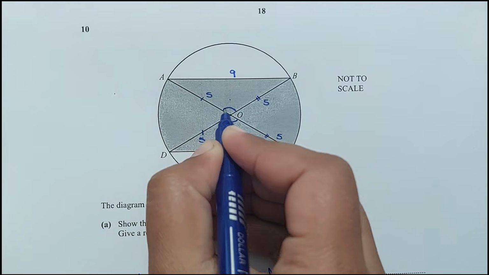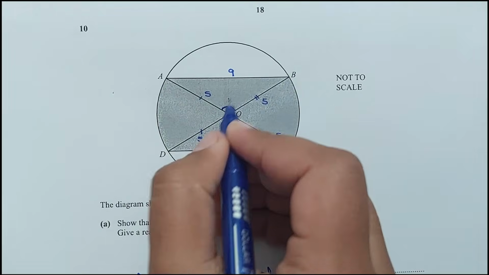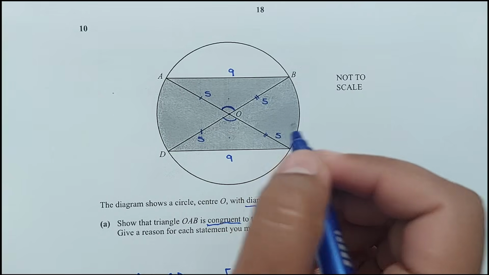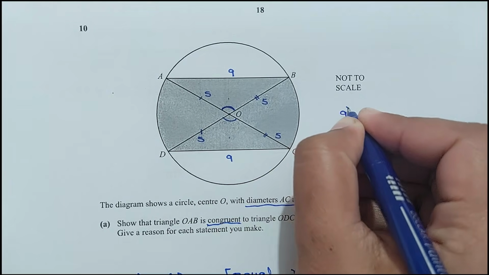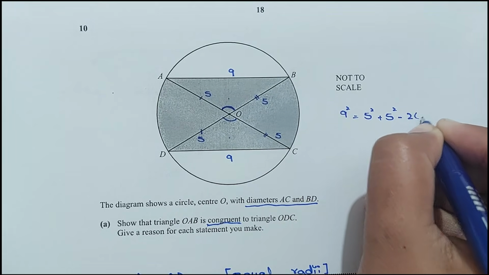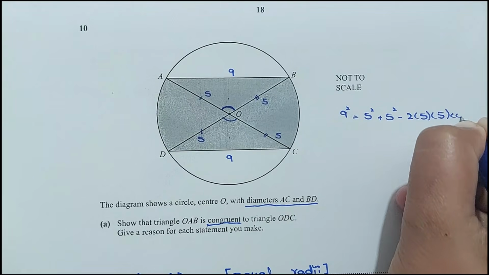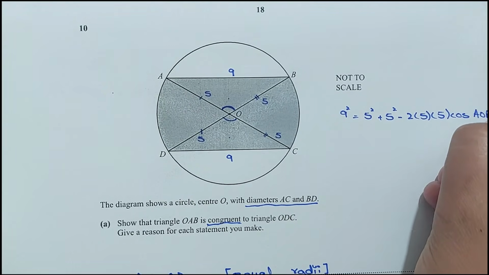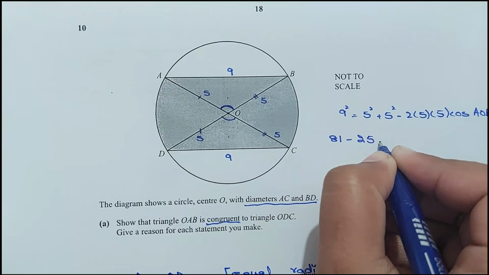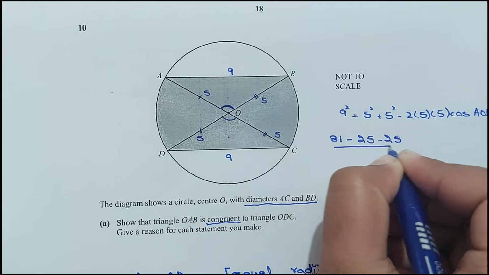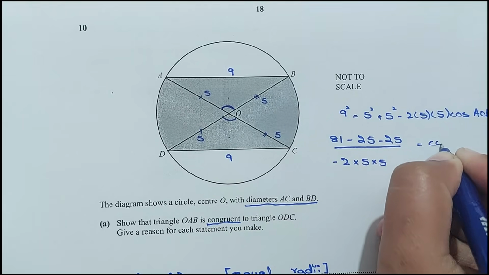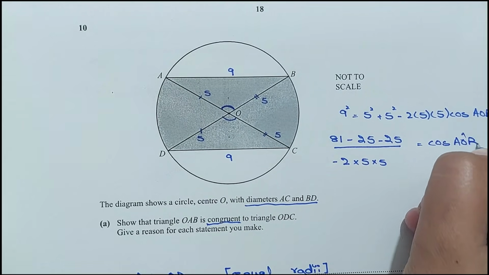Let me find this angle. We have the triangle AOB and we have all three sides, so we have to find the angle. Here let me apply the law of cosines, right? So 9 squared equals 5 squared plus 5 squared minus 2 times 5 times 5 times cos of the angle between them, which is AOB, right? So 9 squared is 81, minus 5 squared is 25, minus 25, divided by minus 2 times 5 times 5. This is cos of the angle AOB, right?